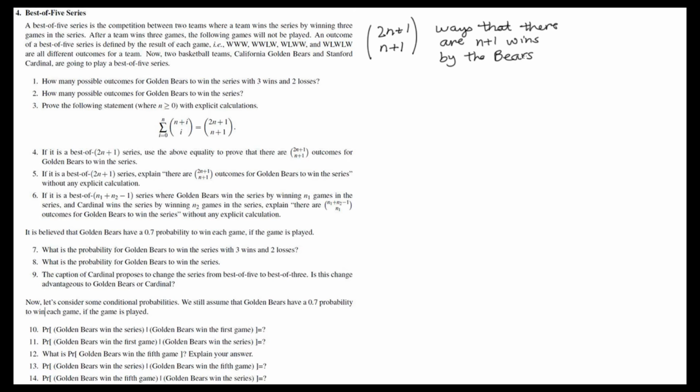So that means that there are 2n plus 1 choose n plus 1 ways for the Bears to win the series. Bijections are very useful.